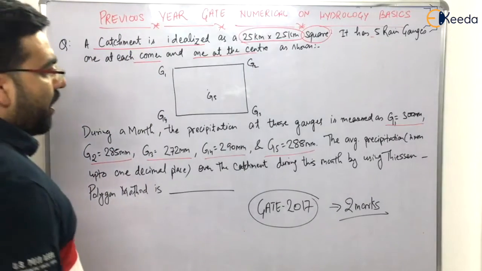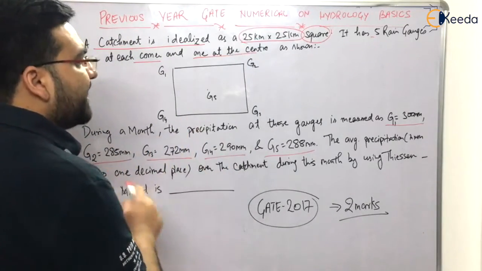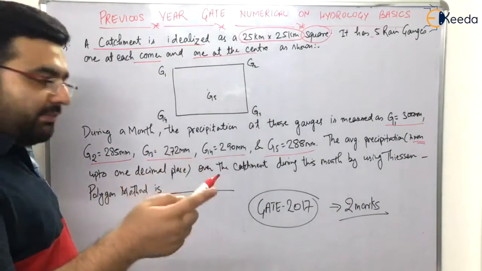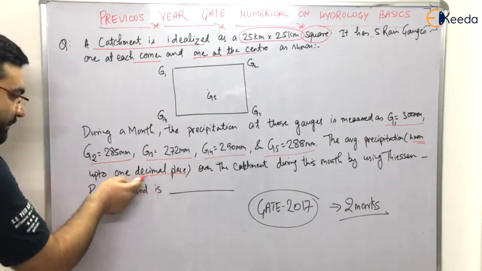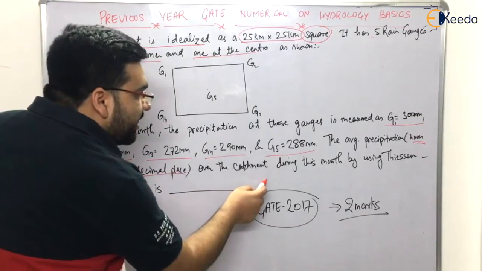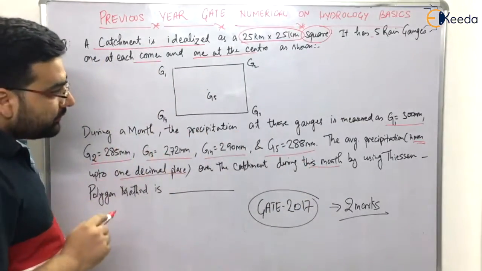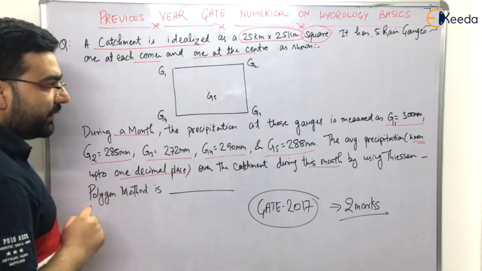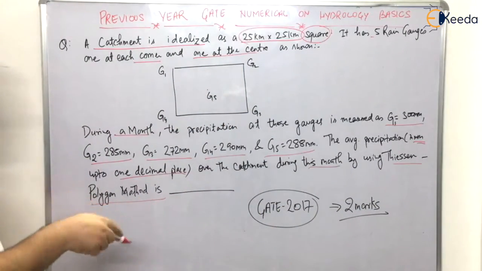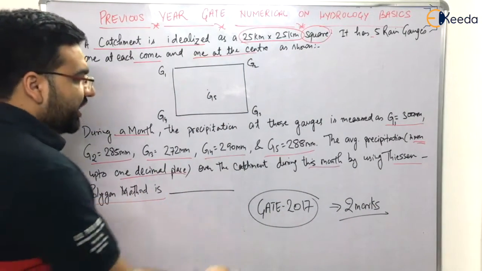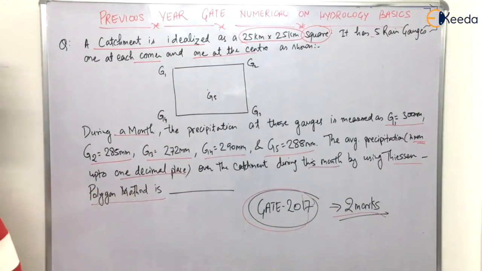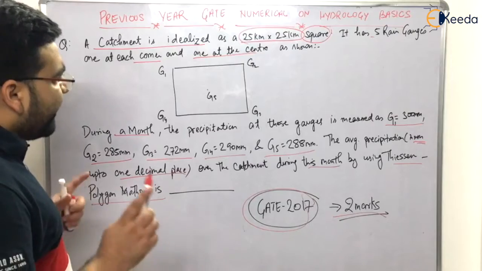The next part is the average precipitation in mm. We have to calculate the precipitation in mm up to 1 decimal place, over the catchment during this month, by using the Thiessen polygon method or Thiessen mean method. This question came in GATE 2017. It was worth around 2 marks. So we have to put the values. It's a very straightforward question.